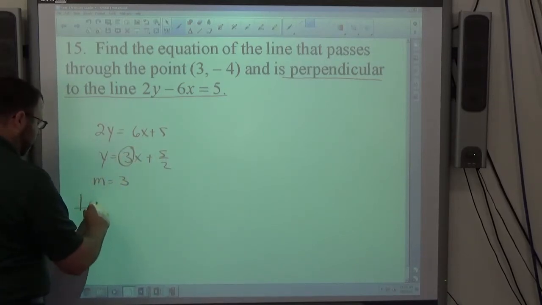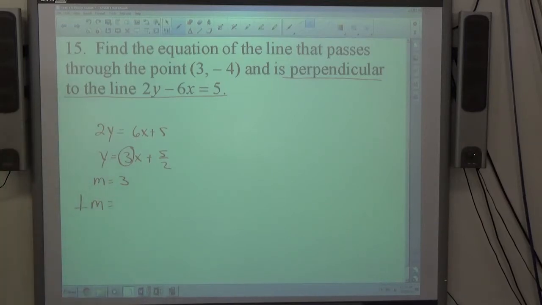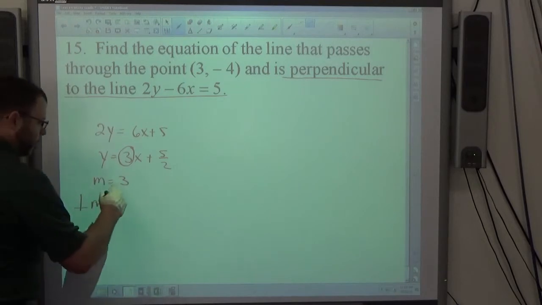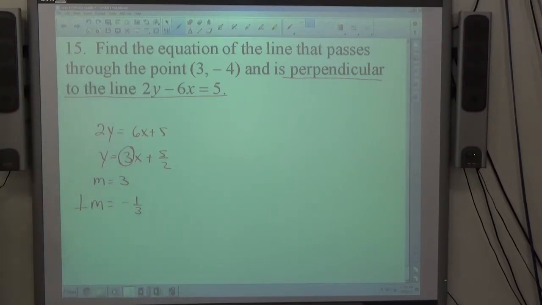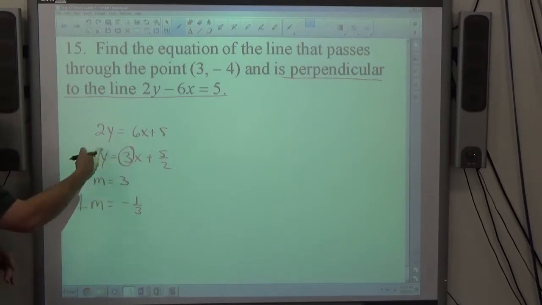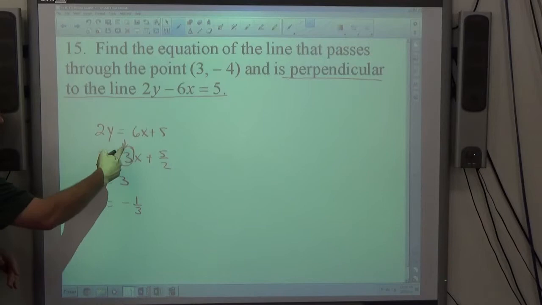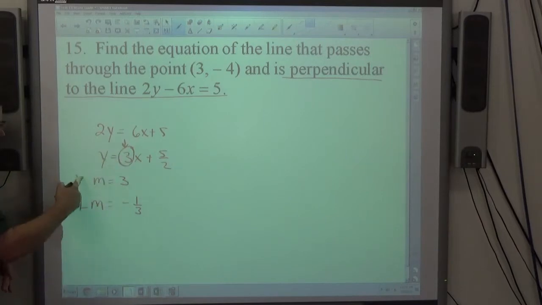The slope of the line I'm looking for is perpendicular. So again, perpendicular slopes are opposite reciprocals. So change the sign, flip the fraction. That's the slope of the line I care about. Again, the slope they gave me was 3, but I had to find it. It has to say y equals before I can see the slope. Whatever number's in front of x is the slope. Then you modify it, make it a perpendicular slope.